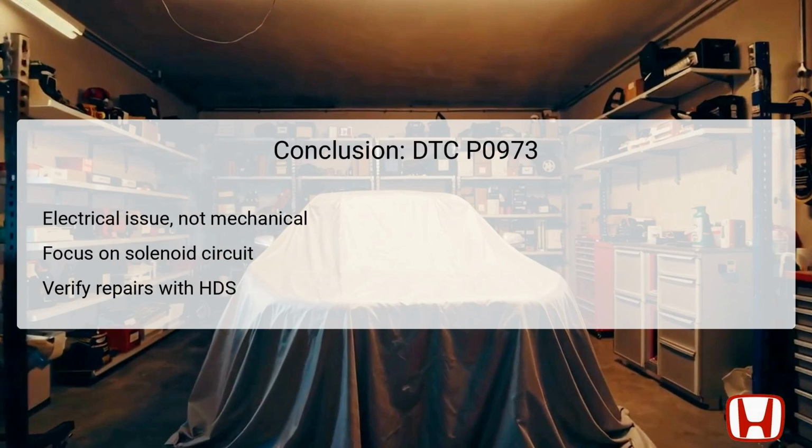In conclusion, DTC P0973 highlights an electrical issue associated specifically with the shift solenoid valve circuit of the Honda Accord models from 2008 to 2012. Unlike many transmission faults, this error directly pertains to electrical integrity rather than mechanical failure, making it crucial to focus troubleshooting efforts on the solenoid circuit and its connections. The systematic approach to diagnosis and repair is essential to effectively addressing issues related to this DTC.